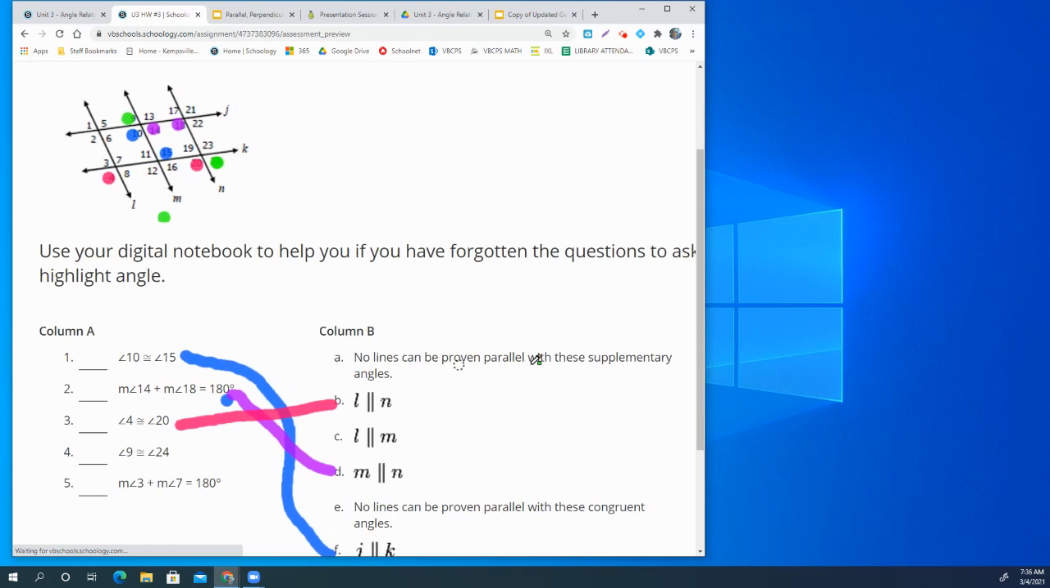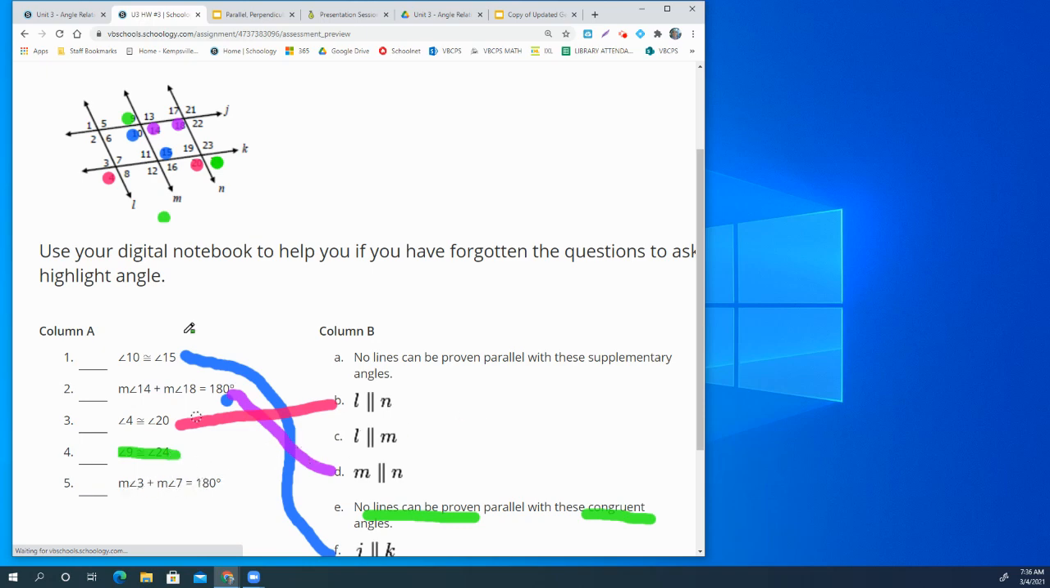Are those supplementary angles or congruent angles? The green ones. Are they going to equal each other or equal 180? Equal each other. They're both acute, so both of those are smaller than 90 degrees. So they are going to be congruent, but they are not going to be able to prove any lines parallel.